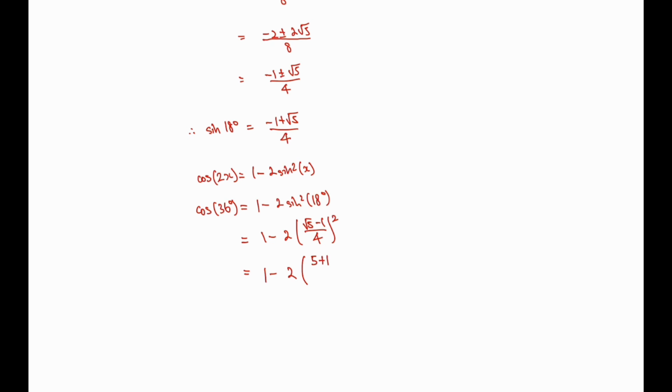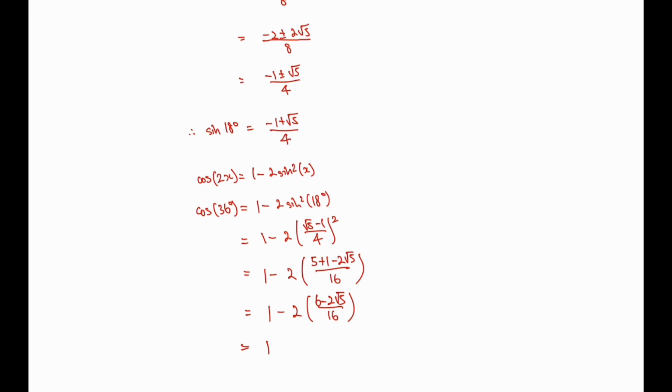times 5 plus 1 minus 2 root 5 over 16, which is equal to 1 minus 2 times 6 minus 2 root 5 over 16, which is 1 minus 2 times 3 minus root 5 over 8, 1 minus 3 minus root 5 over 4, which is 4 minus 3 plus root 5 over 4, which is 1 plus root 5 over 4.